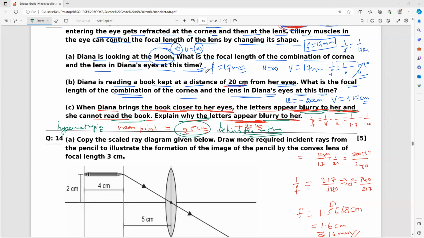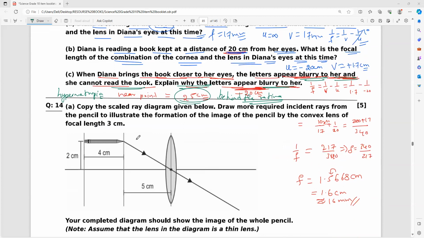Please remember that. Unless they mention less than 25 centimeters, you are not supposed to write the normal answer. If it is about near objects, it indicates that she is having hypermetropia if she is not seeing the near objects. If they clearly mention less than 25 centimeters, then it is not a defect of vision; the eye has already attained the maximum power. That is what you have to remember.